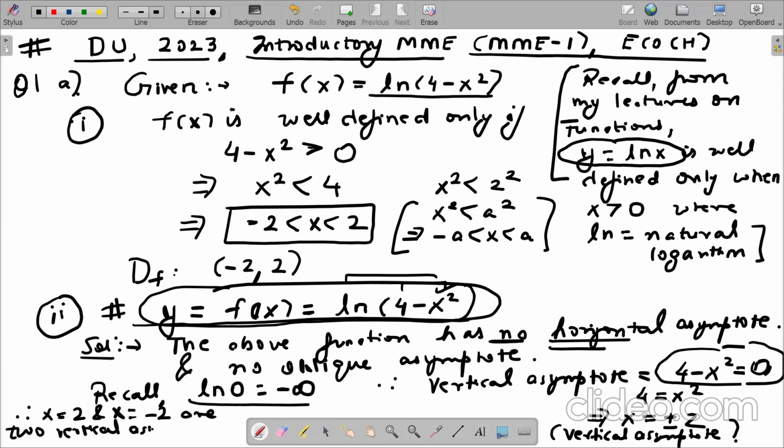That means my function f of x will tend towards them, but not cut them. My function f of x will tend towards x equal to plus 2 and x equal to minus 2, but it will never intersect these two lines. So hoping all students have understood this. Moving to the next question.